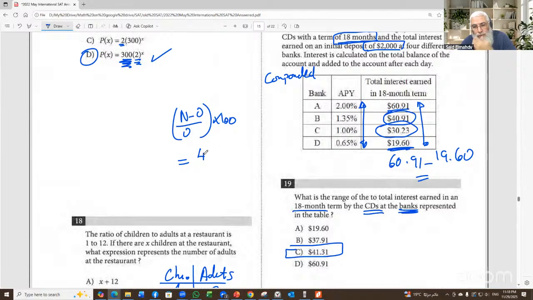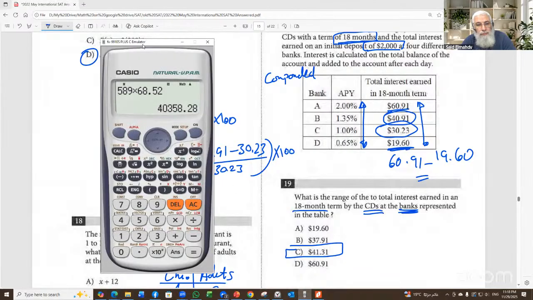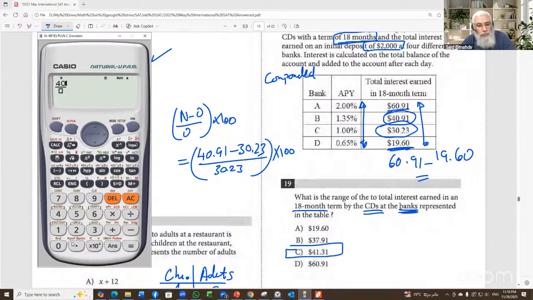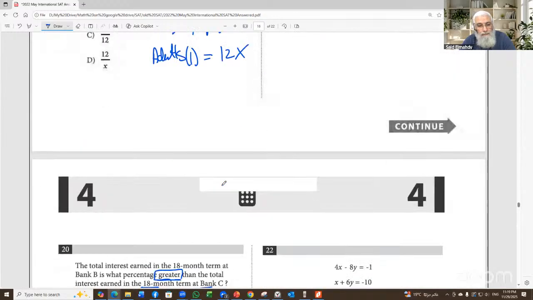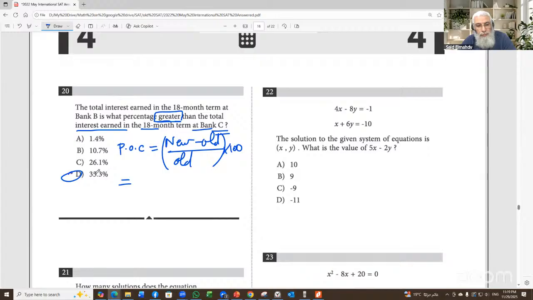B and C. So let's say 40.91 minus 30.23 divided by 30.23 multiplied by 100. This is equal to what number? Using calculator. So 40.91 minus 30.23 divided by 30.23 multiplied by 100. This is equal to 35%. Approximately 35. Do we have this answer? Yes, the answer is 35.